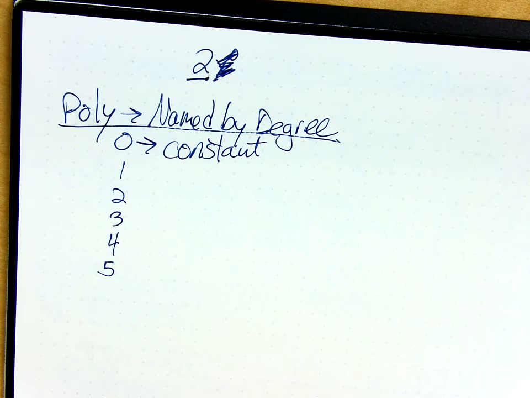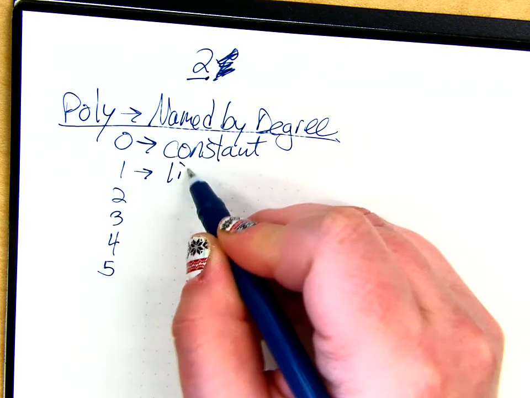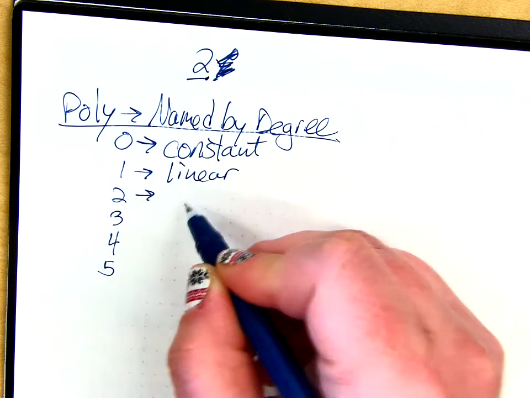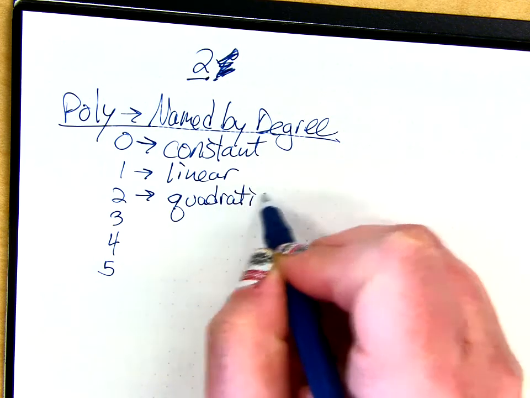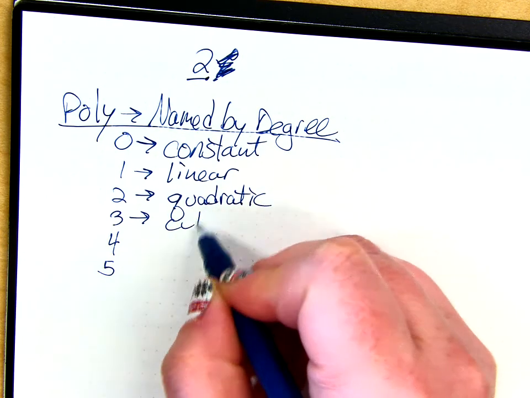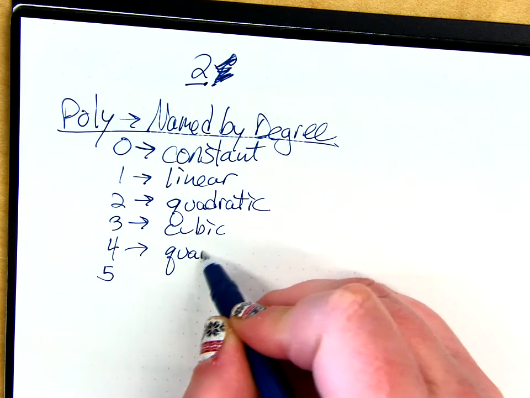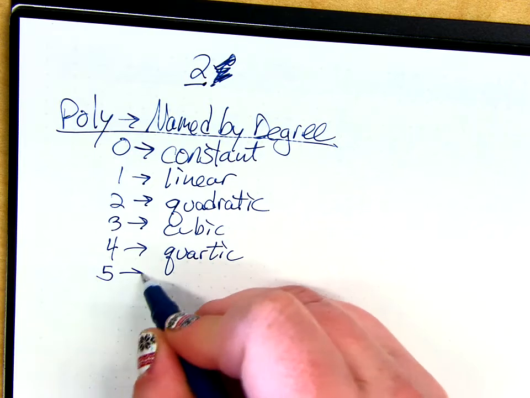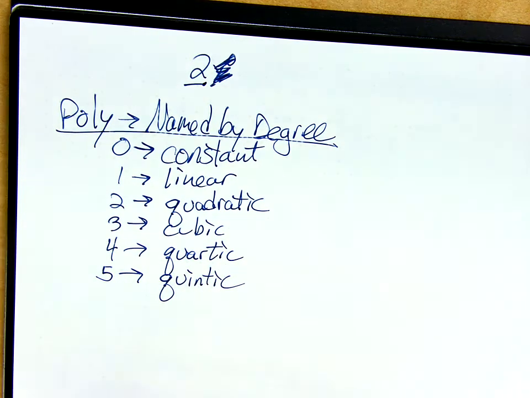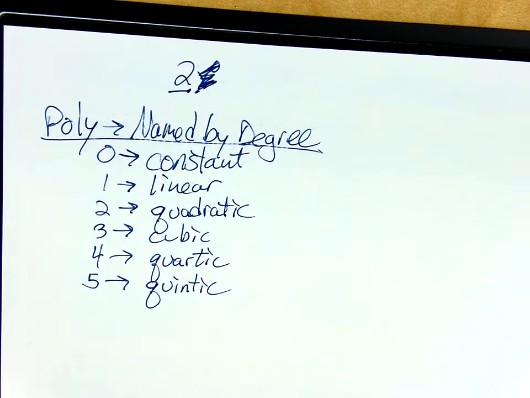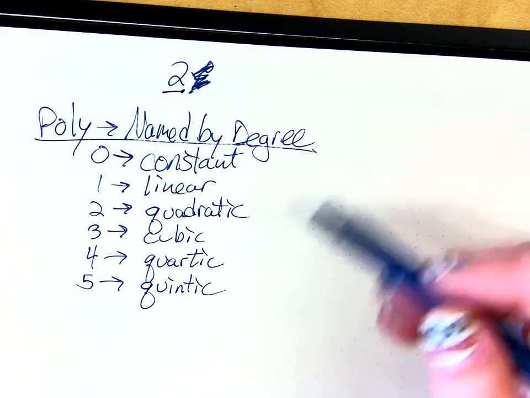If I do have a variable to the first power, it's called linear. If I have a variable squared, it's quadratic. To the third, cubic. Fourth was quartic, like 4 quarts in a gallon. And then 5 was quintic, like quintuplets. We'll do some examples in a minute. So that's naming it by degree.